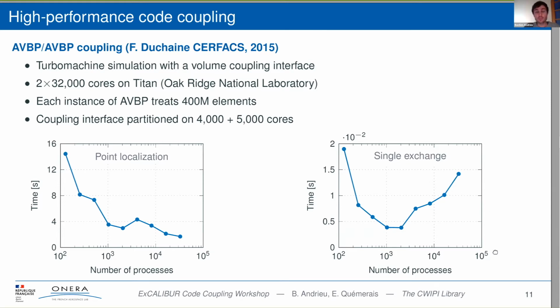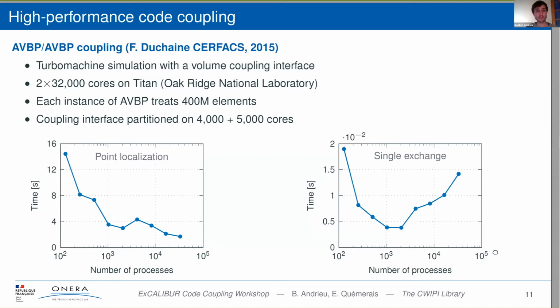So it is a typical turbo machine application using the AVBP solver. Here we couple two instances of the AVBP solver. I'll show you later an example which is quite similar to this one, but even bigger. Here we have in total about 800 million elements, and computations were run on up to 64,000 cores on Titan, and the coupling interface is distributed across about 5,000 cores on each side.